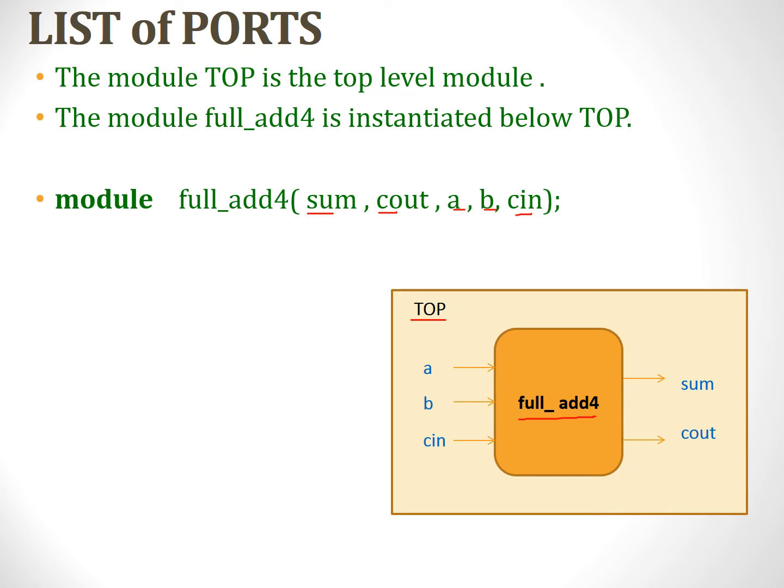Here you can observe we have listed out the names sum, cout, A, B and Cin. Full adder has a list of ports which are listed here, whereas module top has no list of ports because there are no input output connections. So we just declare it as module and the module name without any port list.